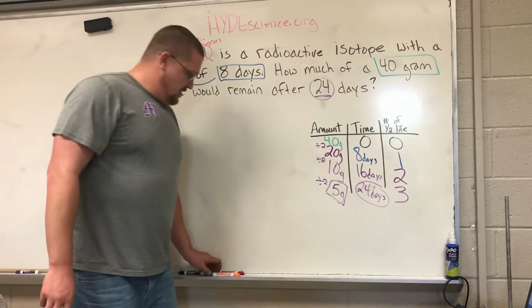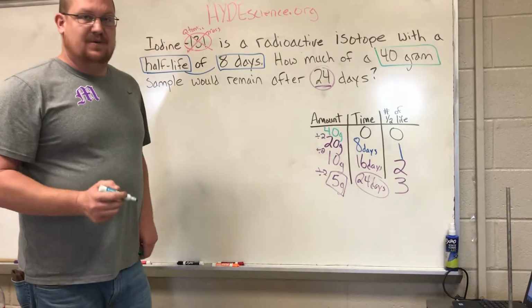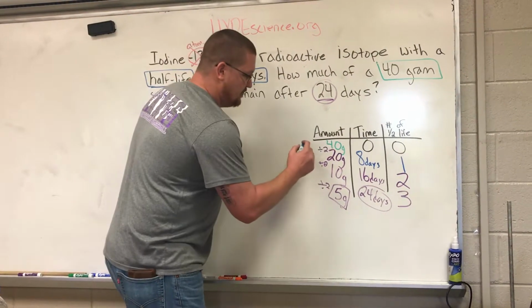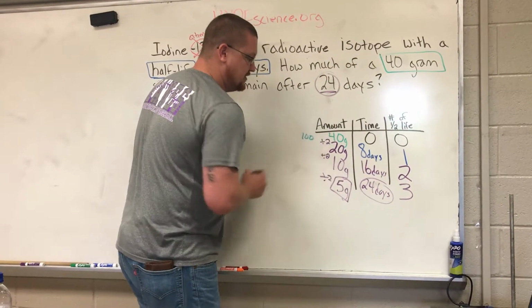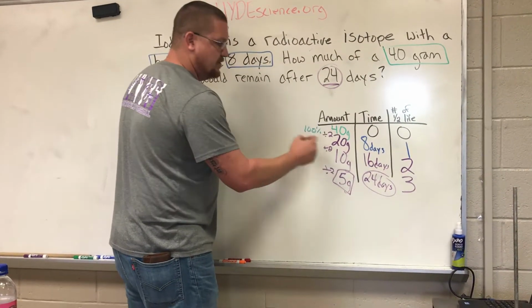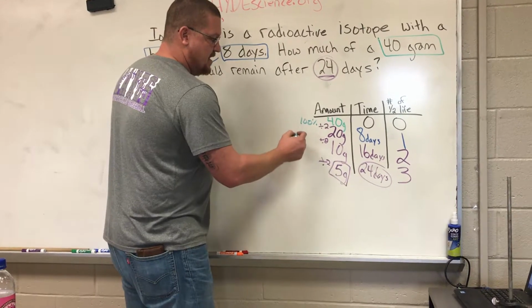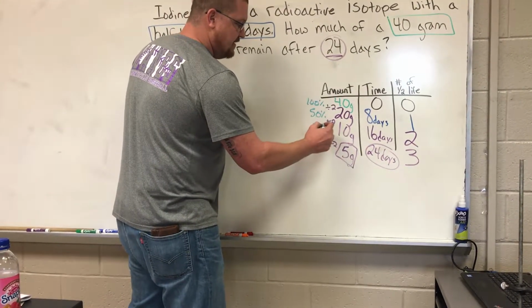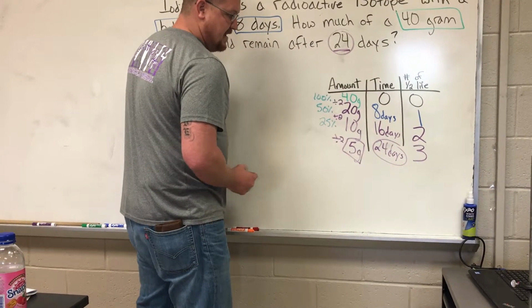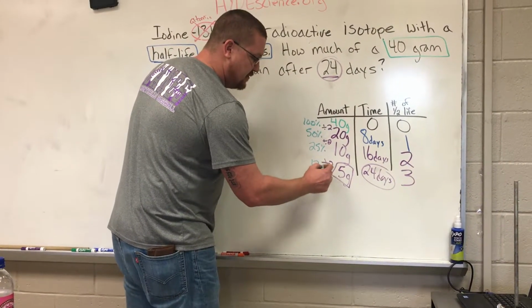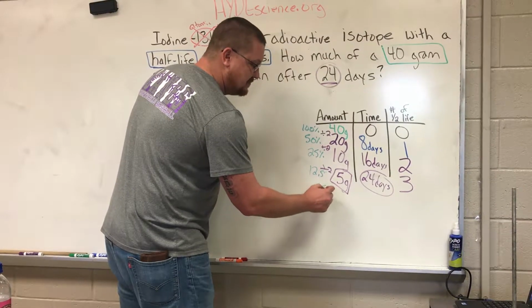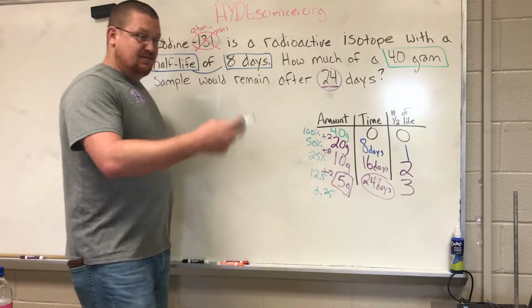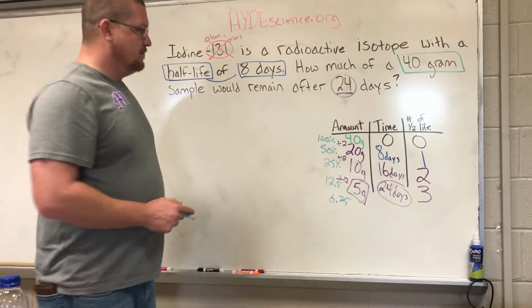We can use this chart in other situations as well. Sometimes it will ask you for percent. You'll always start with 100%. And then you just half each time like we did with the amount. After one half-life, there'll be 50%. After 2 half-lives, 25%. After 3 half-lives, 12.5%. 4, 6.25. Then 3.125, and so forth and so on.